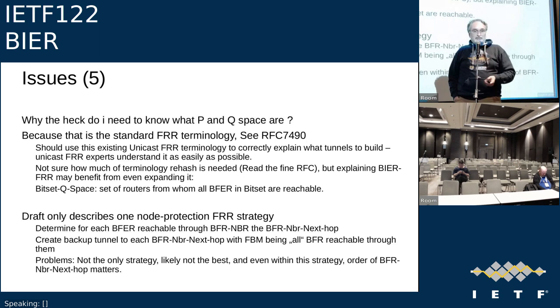And then, because BIER is so flexible, there are also a lot of strategies that can be used to determine what the best possible backup tunnel is, because ultimately one single backup tunnel is an optimization over multiple Unicast backup tunnels. And so that's actually an NP-complete problem. So there may be multiple different strategies. The only one strategy explained is probably one of the worst ones.